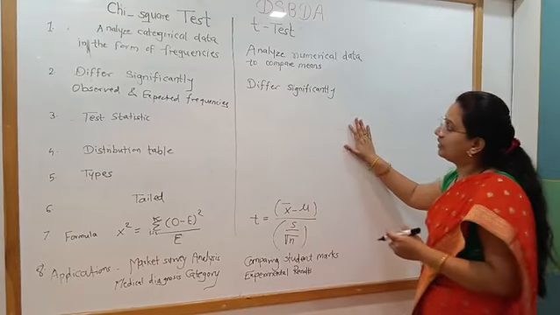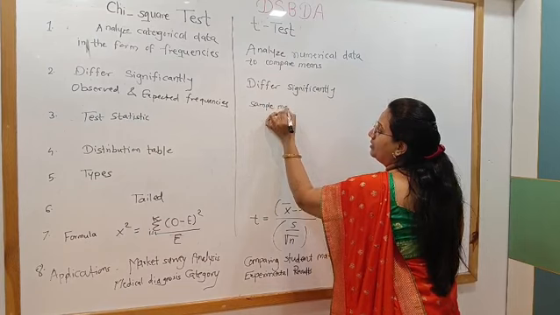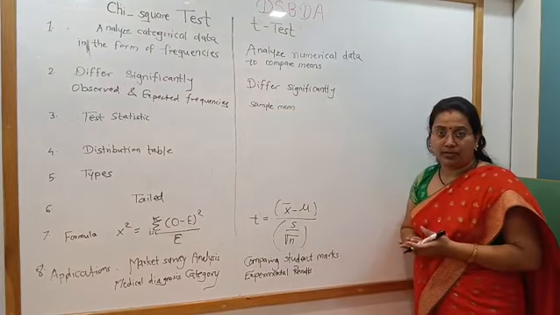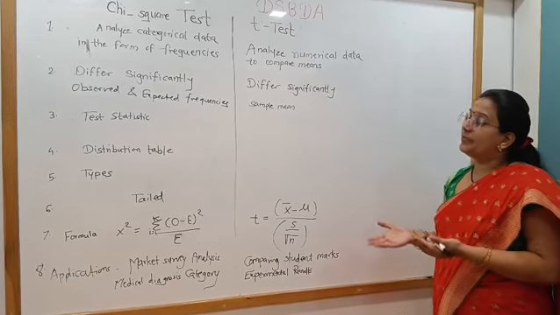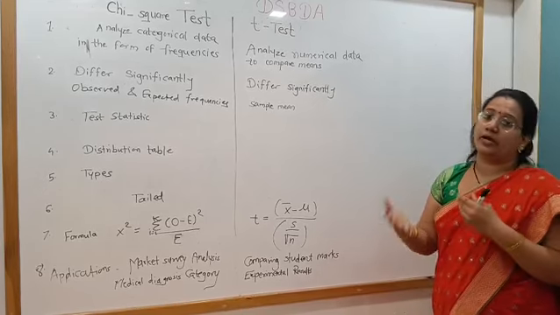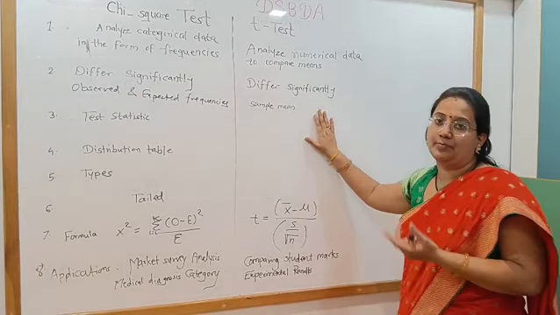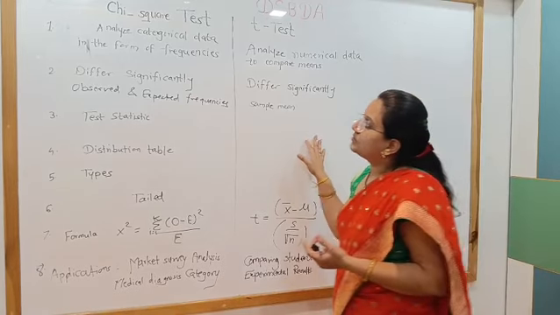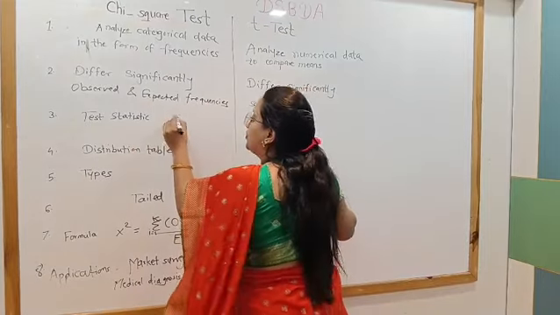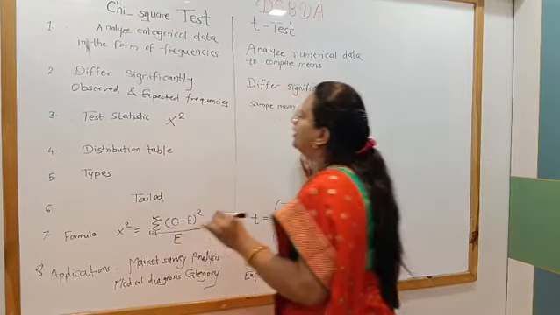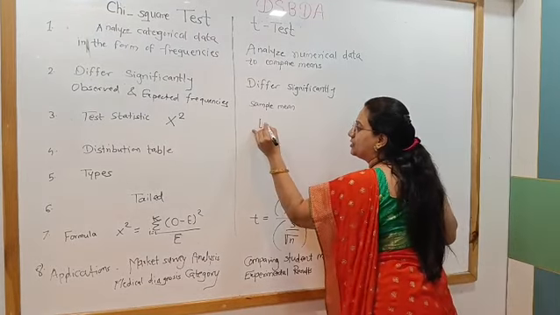In the case of the t-test, we check the sample means: whether the sample mean is significantly different from the population mean, or the means of two different samples, or the same sample checked twice, before training and after training. So here we focus on the significant difference of the sample mean. The chi-square test statistic is represented using the symbol x square, and for the t-test, the test statistic is represented using the symbol t.